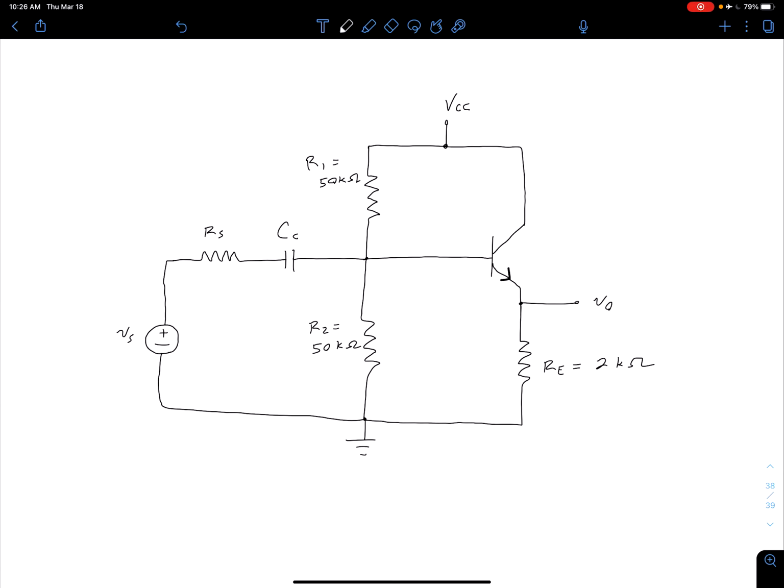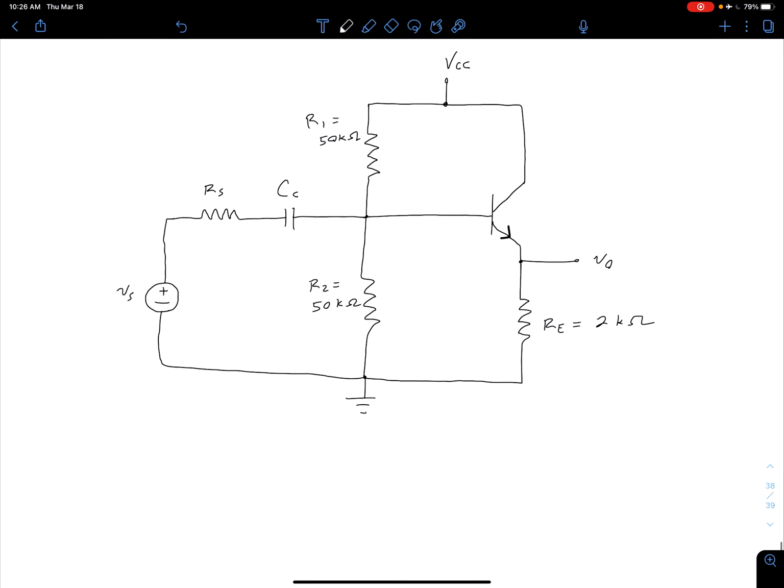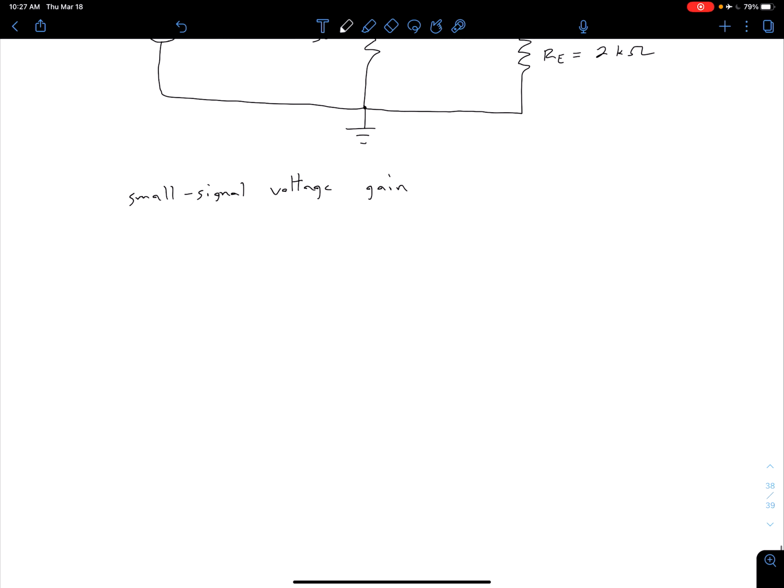So let's see if we can find an expression for our small signal voltage gain. We want to investigate small signal voltage gain the same way as we did with our common emitter circuit. Of course, if we want to do that, we're going to look at our small signal equivalent circuit. As always, we can start with the three terminals of our transistor: our base, our emitter, and our collector.